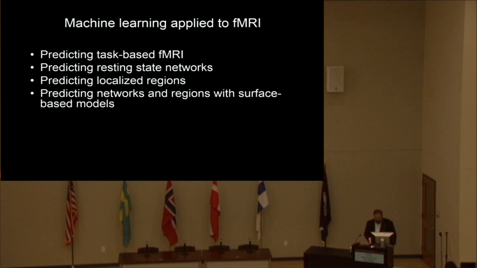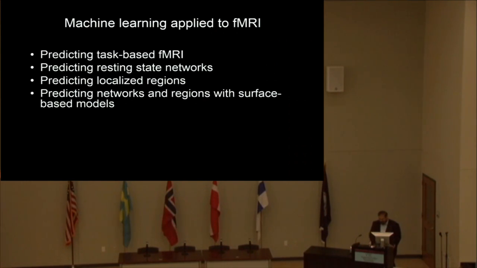So I'm going to talk about three types of ongoing work that we've been doing for quite a while, which is task-based prediction of fMRI, predicting resting state networks, and predicting localized regions. And that will set the stage then for this question of, can we actually restrict our models to the surface of cortex and come up with good ways to track arbitrary regions and networks?